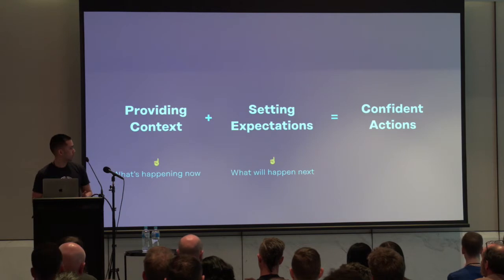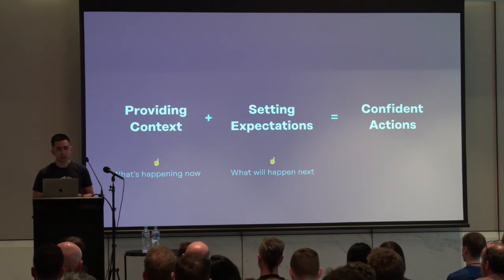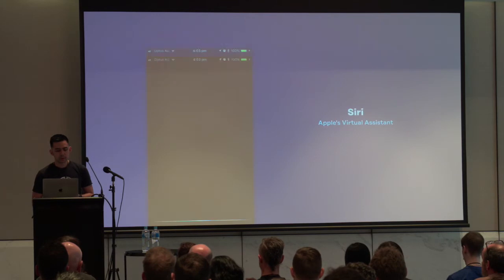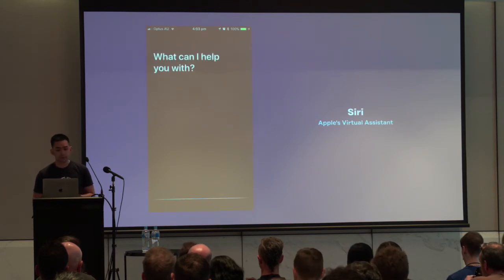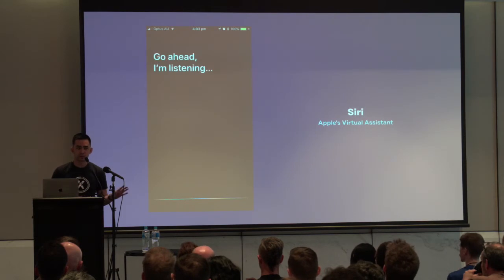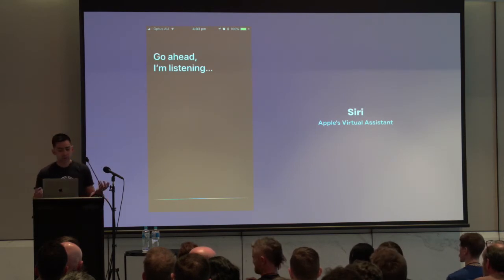I sort of look at it like this. The more someone knows about what's happening now and what will happen next, the more confident they are about the decisions they're making. And users just need a little bit of momentum as well. They don't need to know everything up front. So take Siri for example. Generally with new technology, you need to establish the ground rules. So in Siri's case, you need to know what you can ask and what you can expect in return. So they do something like this.